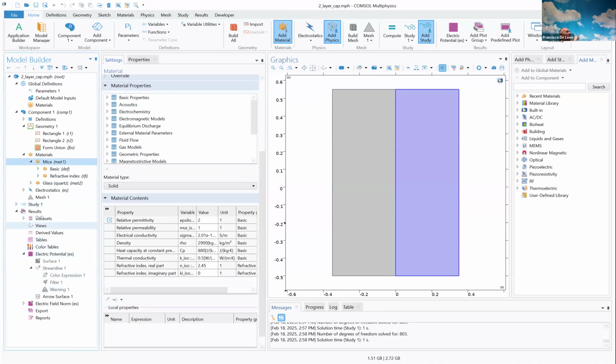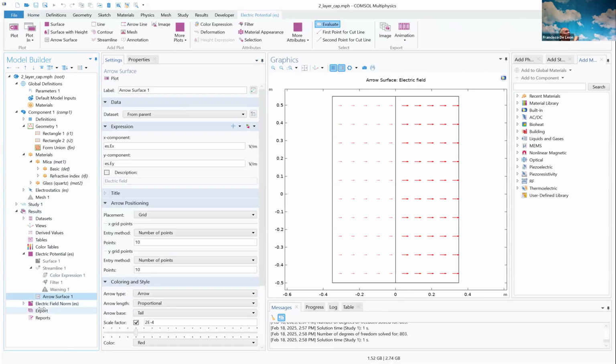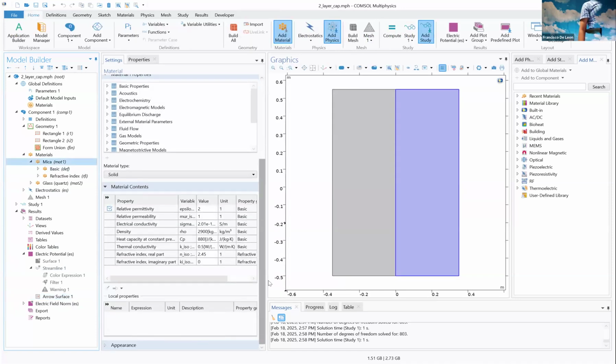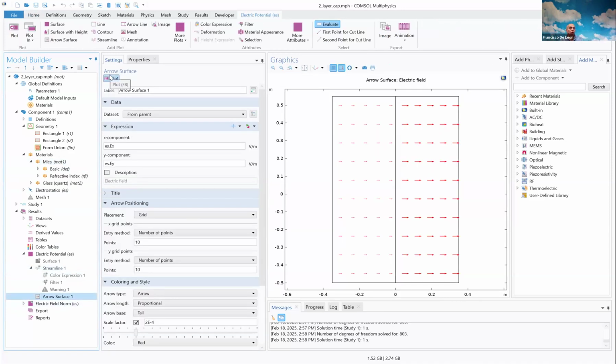So now the arrows. Okay, so which one is mica? The one on the right or the one on the left? I forgot. Okay, let me see. Mica has to be the one on the right. Yeah, the one on the right has mica. What is the permittivity there? It was 2. So the field stresses more the insulation on the right. So if you want a uniform stress, you will have to make this material larger, right?